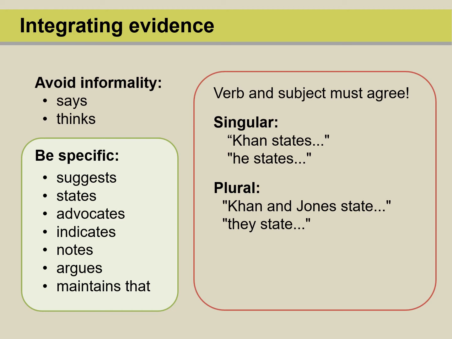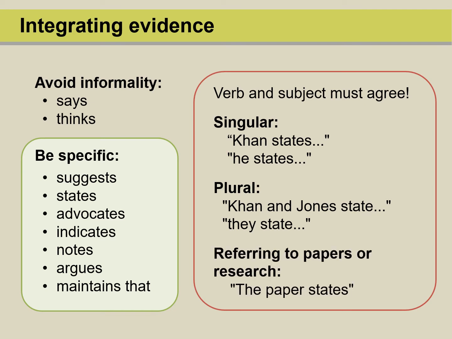Just try reading it out loud or substituting the word he or she or they to see if it sounds right. You perhaps wouldn't say, "they bakes a cake." So equally, you wouldn't write, "Khan and Jones bakes a cake," or "Khan and Jones argues that." You would say, "Khan and Jones argue that." It might seem like a small point, but it can really affect the overall quality and impression that your writing gives to the reader.